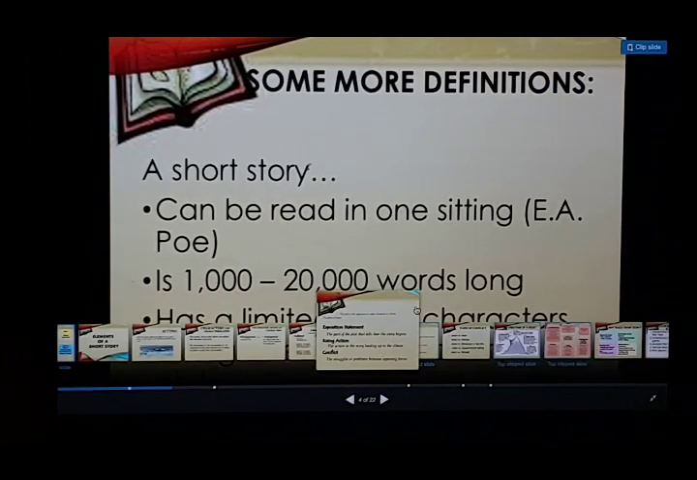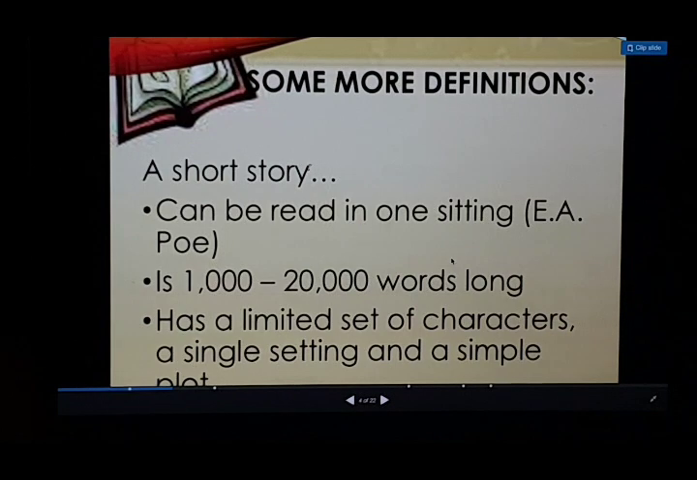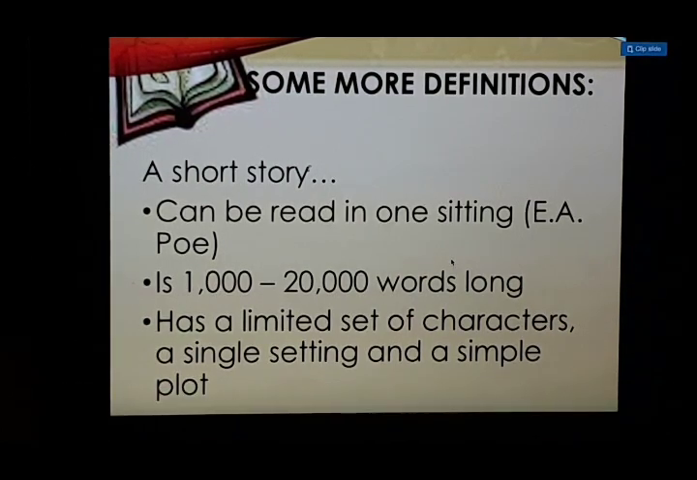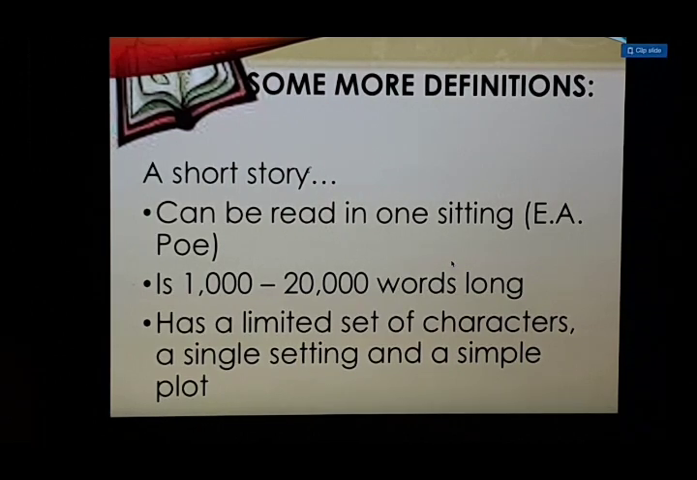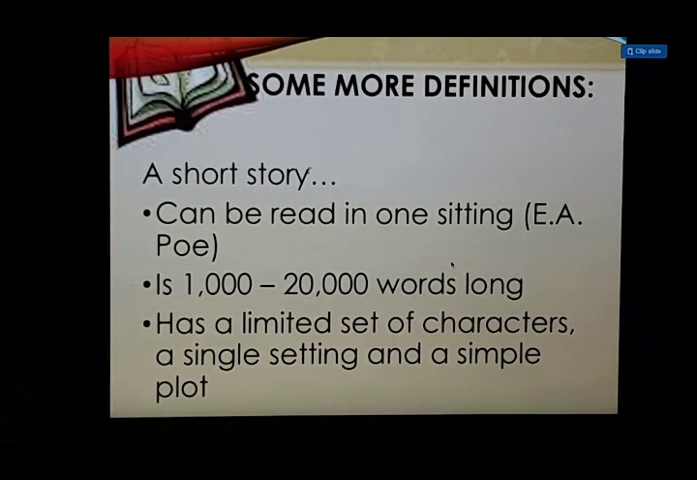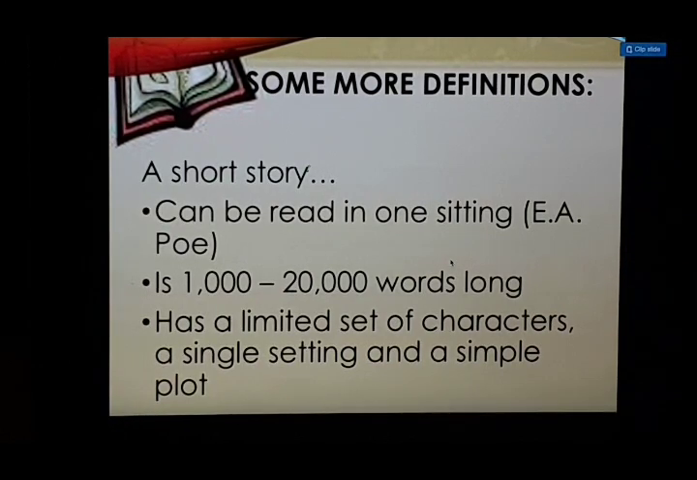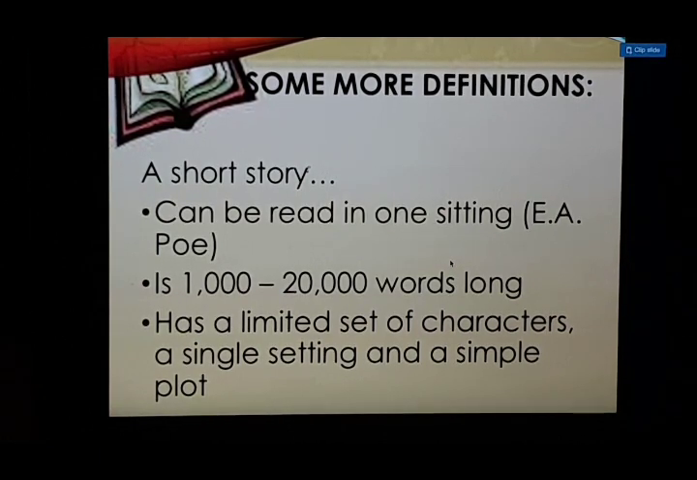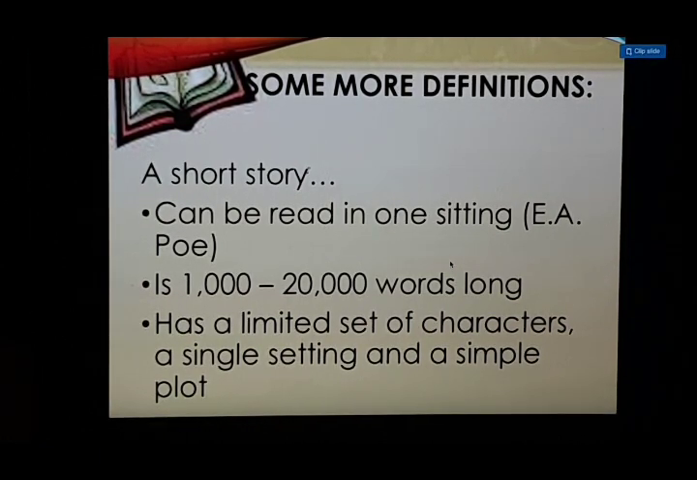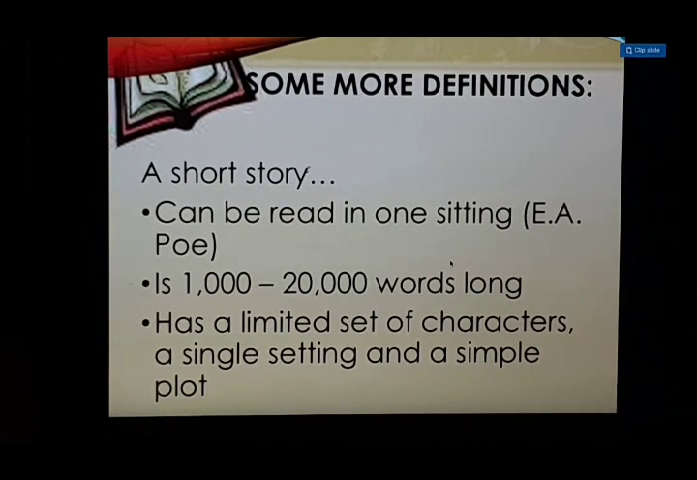Now, when we write a short story, these are some of the definitions of a short story. Like E.A. Poe, one of the greatest poets and writers of America, called Edgar Allan Poe, he has described a story, a piece of writing that can be finished in just one sitting, or it can be of 1,000 to 20,000 words. That means it cannot be finished in just one sitting.